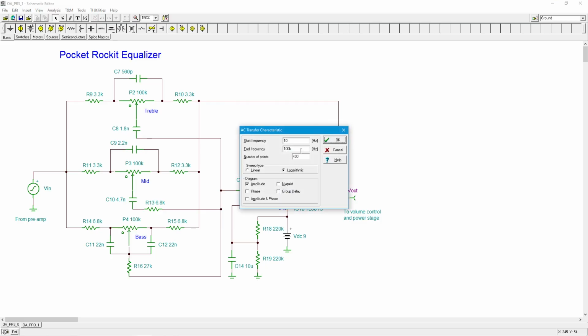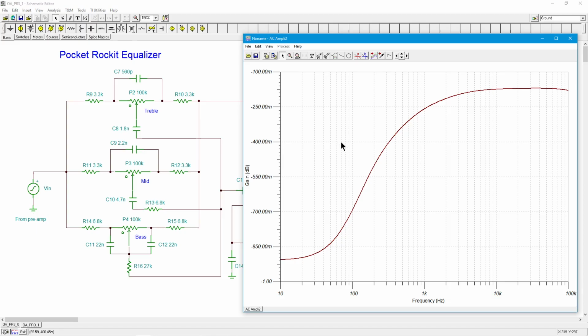So I'm going to go from 10 hertz to 100 kilohertz, which should be plenty. Boom. And here we go. All right. So your first reaction would be like, oh, wow, that's crazy. Look at this big shift. Yeah, I know. The first time you look at it, it looks pretty striking. But notice what the scale is over here. That's minus 0.1 dB. It's 100 mils. So that's a tenth of a dB. And down here is 1 dB.